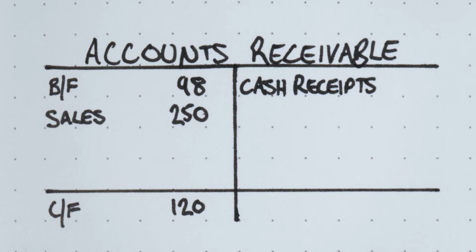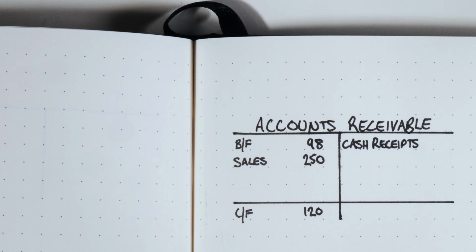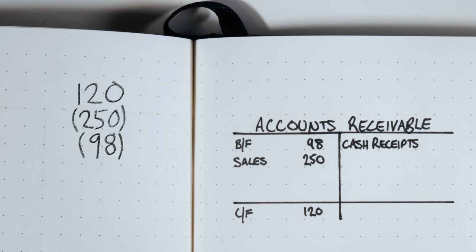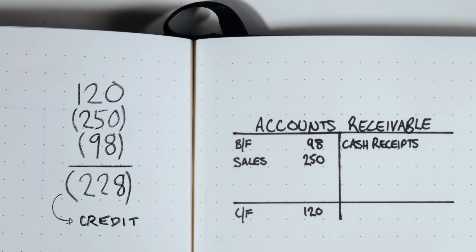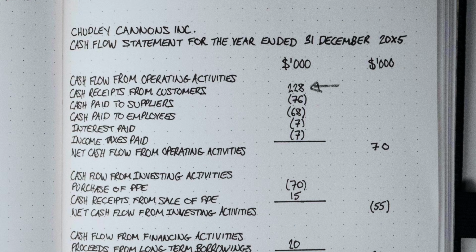Now we only have one missing value, cash receipts from customers, and we can work this out using some basic maths. Our closing balance of 120 less our sales of 250 less our opening balance of 98 gives us minus 228. The negative sign signifies that this is a credit, so we write this down on the credit side of our T account. As you can see, this ties back to the 228 that we have in our cash flow statement. All is well.